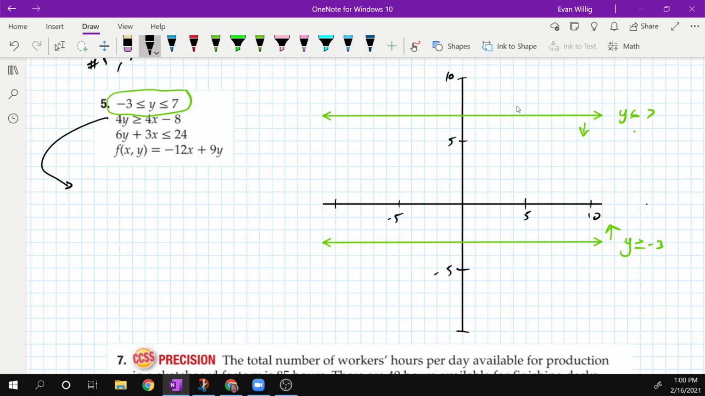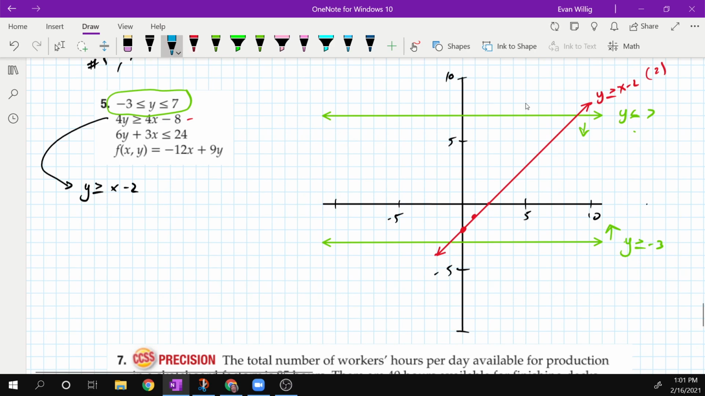Now, this second inequality here, I'm going to divide everything by 4 and I get y is greater than or equal to x minus 2. We'll graph that one in red. And so we start at negative 2, and it goes up 1 over 1, up 1 over 1. I just counted off really easy in my head so I can get past those green lines and make it really easy. Sorry, y is greater than or equal to x minus 2, which is inequality 2.